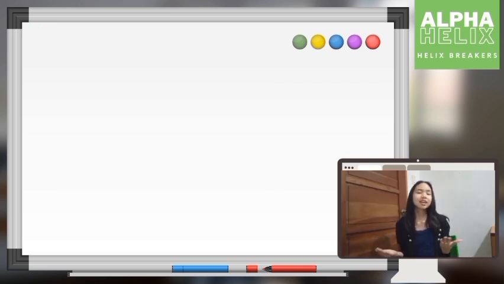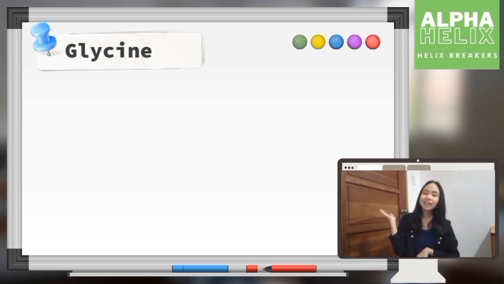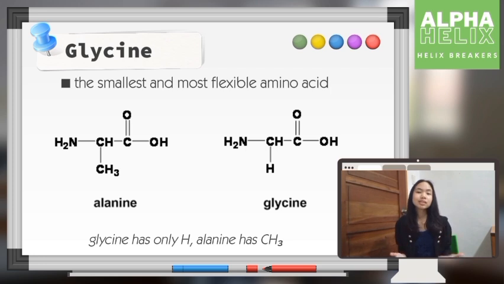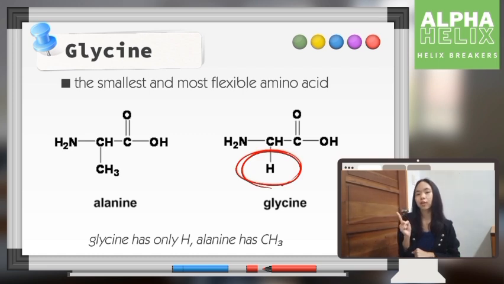So our second helix breaker is the glycine. So glycine is the smallest and most flexible amino acid. Its side chain is just a single hydrogen atom. So this gives glycine maximum rotational freedom, unlike bulkier amino acids such as alanine. So because of this high flexibility, glycine cannot maintain the rigid geometry required for a stable alpha helix structure.